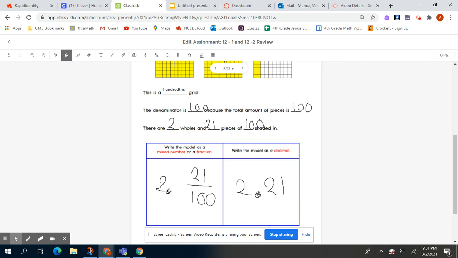So how I read both of these is 2 and 21 hundredths. You say them the same way, but they're written in different ways, as a mixed number or as a decimal.